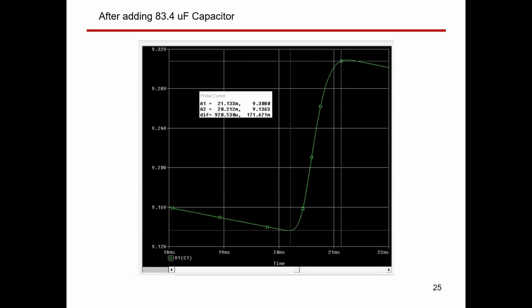Now, if we use twice the capacitance value, as you can see, guys, I increased the capacitance value to 83.4 microfarad, and we got a minimum volt of 9.13 and a maximum volt of 9.3, so the difference is around 0.17 volt, so 171 millivolt. Okay, so this means, guys, as we discussed, if you increase the capacitance value, the ripple volt will decrease.